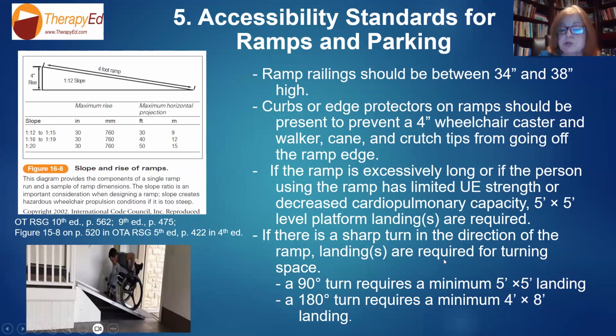If there's a sharp turn, you also need space for turning, and I'll have pictures in a minute. So 90 degrees is 5 by 5, 180 degrees is 4 by 8, and I will have pictures of this.